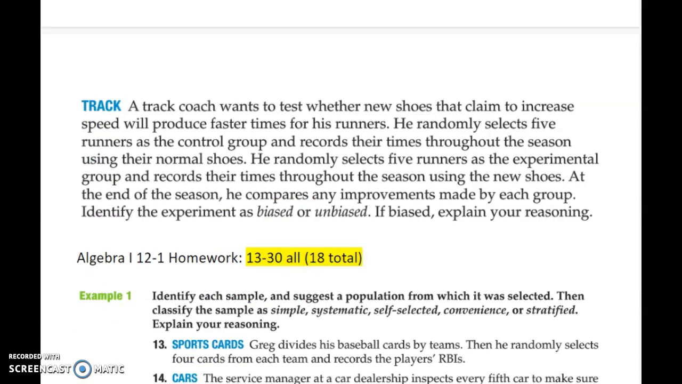A track coach wants to test whether new shoes that claim to increase speed will produce faster times for his runners. He randomly selects 5 runners as the control group and records their times throughout the season using their normal shoes. He randomly selects 5 runners as the experimental group, records their times throughout the season using new shoes. At the end of the season, he compares improvements made by each group. Biased or unbiased? This one is unbiased because it's just 5 random people in each group. He doesn't do girls versus boys or anything like that. It sounds like it's mixed up. So that one is unbiased.